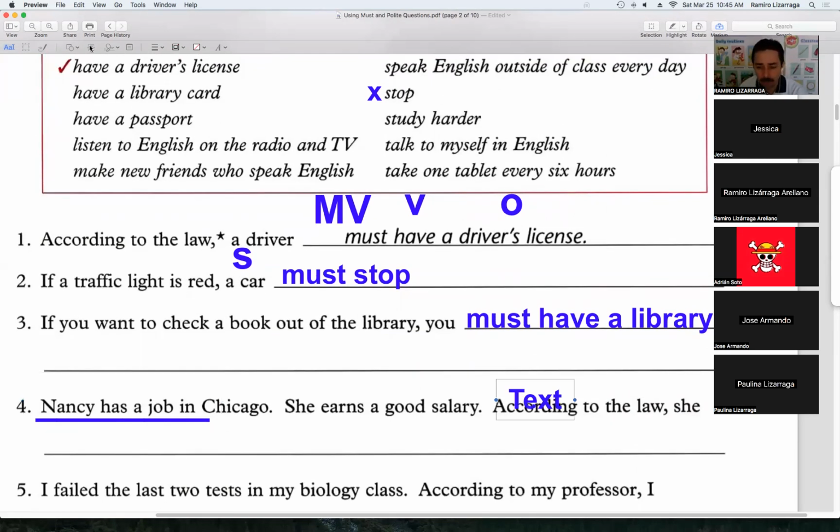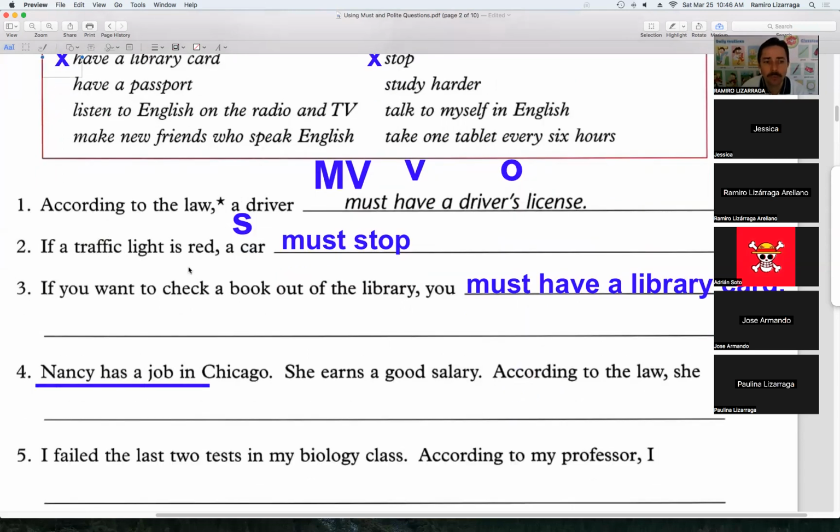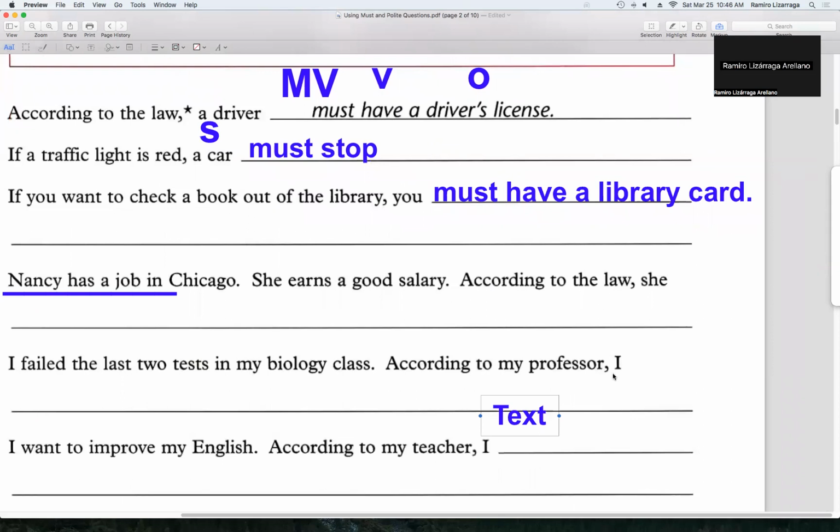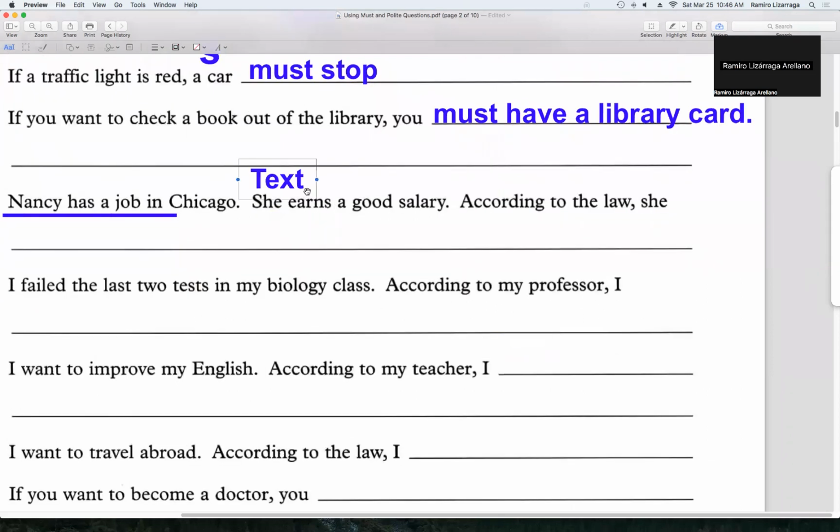Okidoki. Number 4, give me 1 second. Okay, Paulina, are you there? Can you please help us with number 4? Nancy has a job in Chicago, so she earns a good salary. According to the law, what she must do. Fíjense que se los estoy planteando como pregunta, ¿no? What she must do. Fíjense, according to the law, what she must do.